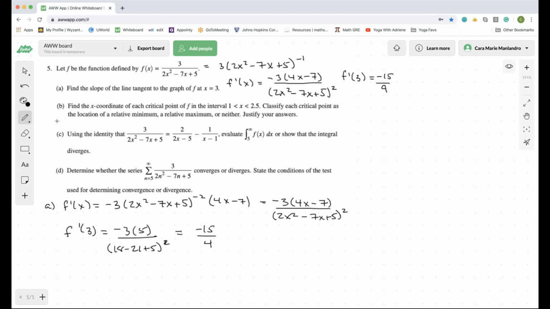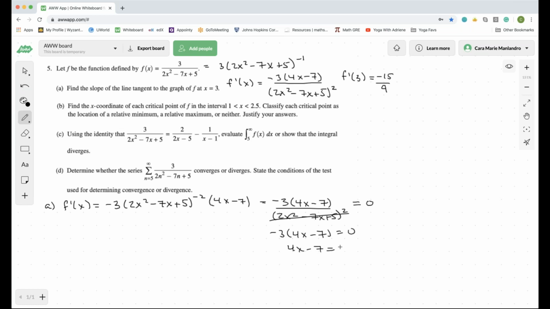Just in case we need it again. All right, so what we want to know is for part B. So we want to figure out the critical points here. To find the critical points, I just take the derivative, set it equal to 0, and solve. All right, this obviates the denominator. So we got -3(4x minus 7) is 0. And then 4x minus 7 is 0, so x is equal to 7/4.